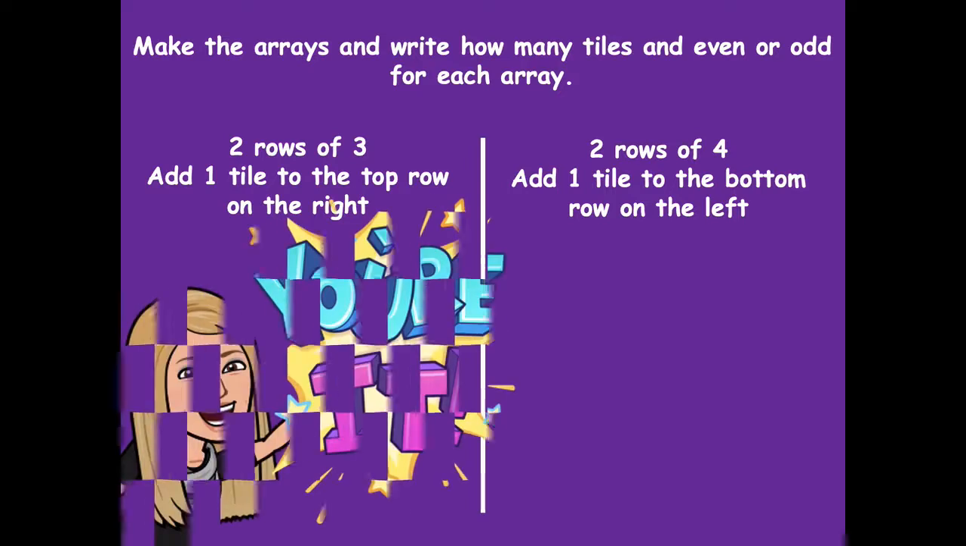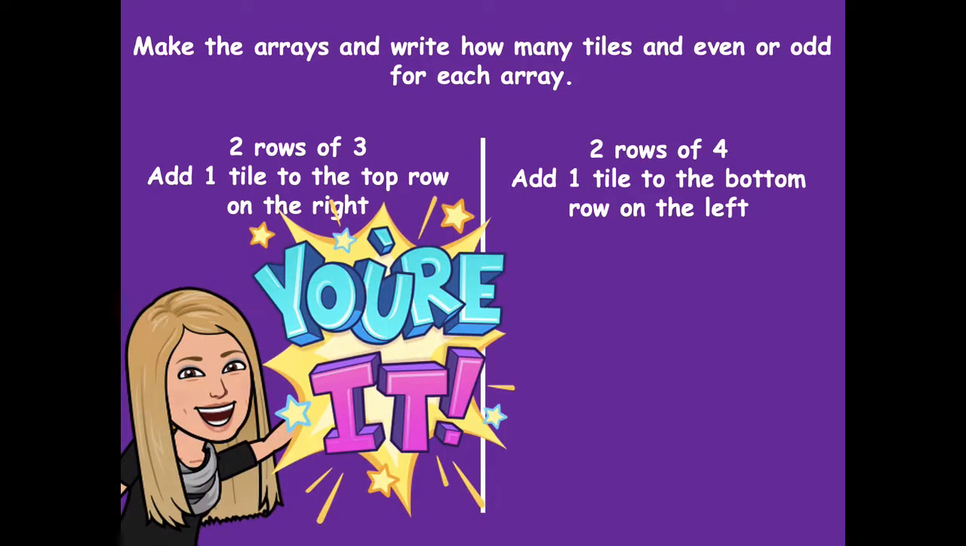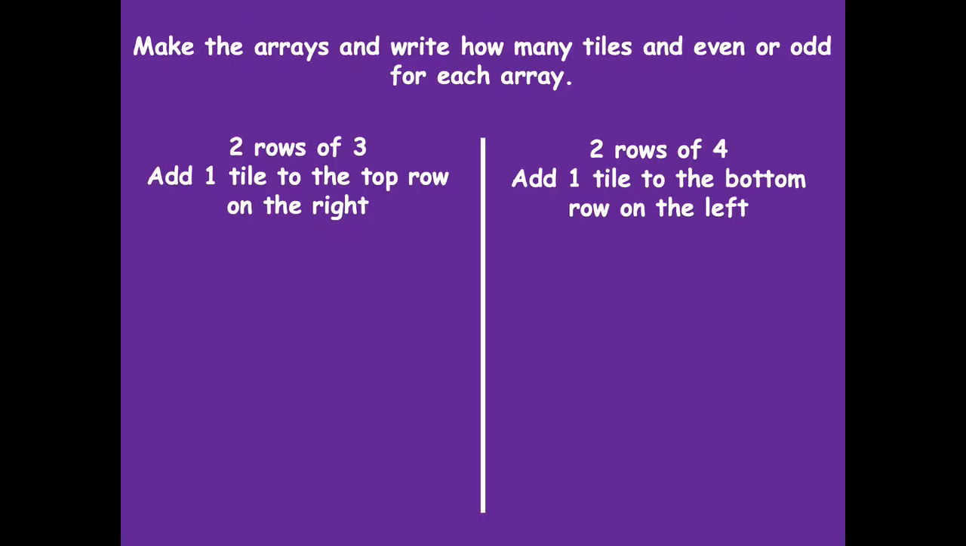Okay. So pause the video. Make those new arrays and add that 1 extra tile on each array where it's said in the directions. And then write how many tiles for each array and whether it's even or odd. And click play when you're ready to go over it together. All right, friends, pause if you need more time. All right, here we go.